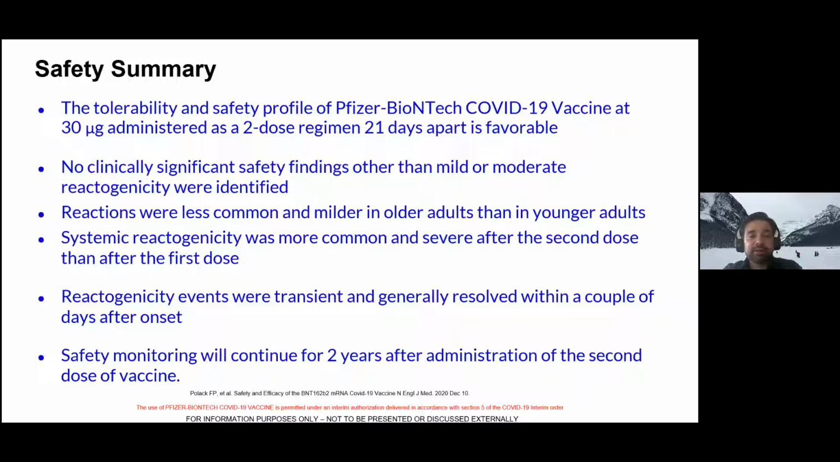And as I said in my presentation, monitoring of these clinical trial participants will continue for 2 years after the administration of their last dose.